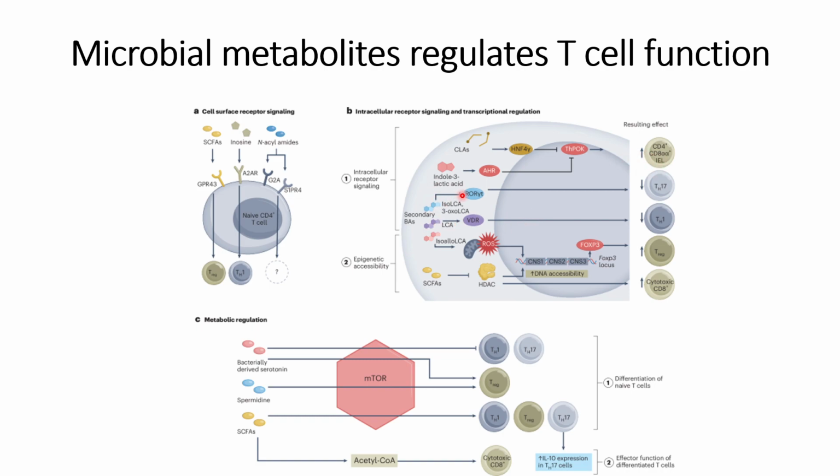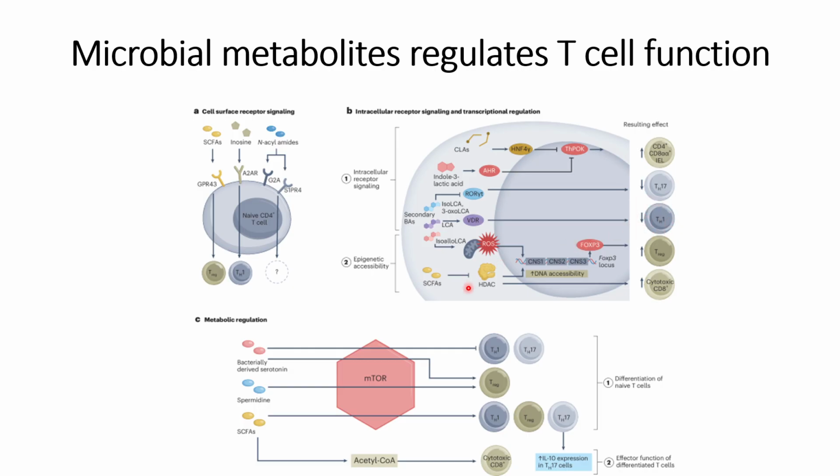And also RORγT can interact with secondary bile acids, and that might lead to the suppression of Th17 cells, or it will suppress the differentiation of the T cells towards Th17. And VDR also interacts with the secondary bile acids such as LCA, and will also suppress the differentiation of T cells towards Th1.